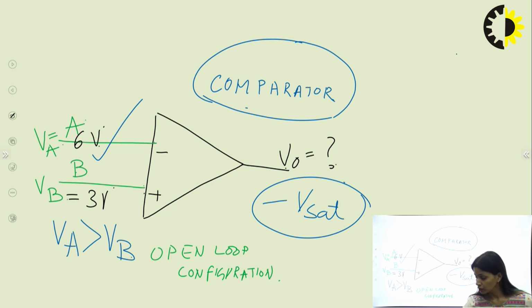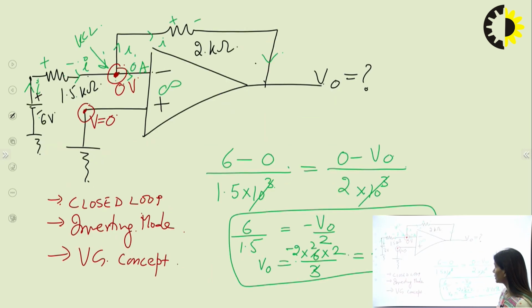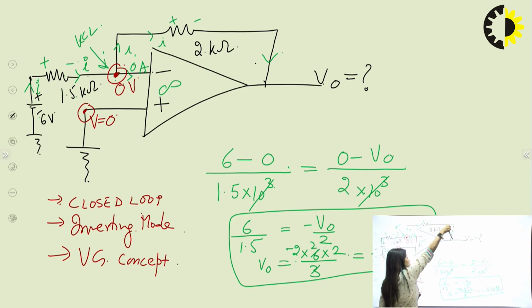If I want to explain again, you will go only in the direction of current. This is (6 minus 0) upon the resistance, and this is (0 minus VO) upon this resistance. This will give you the current. Nothing else I have done. You can try a lot of numericals on this concept and you will definitely get the values correctly.